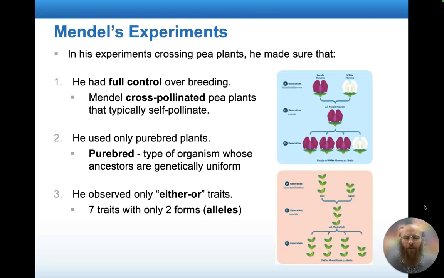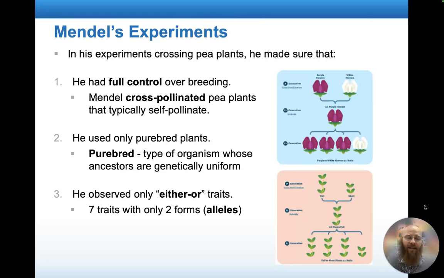He used only purebred plants, meaning that each of these organisms had ancestors that were genetically uniform. So there wasn't any sort of interference from previous generations having variety of traits. These were self-pollinators, so typically their offspring are going to be identical to parents, generation after generation. And so he kept these really purebred plants for these experiments.